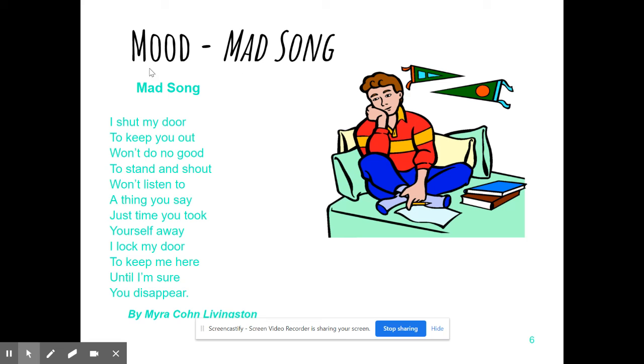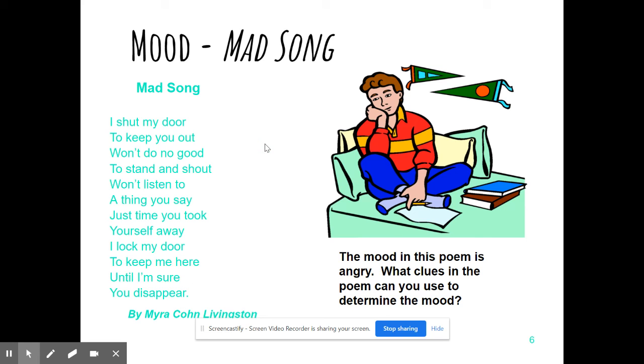This one, the title itself tells you that this is kind of an angry poem. Okay, so in the poem, shutting a door, keeping you out, standing and shouting, all those things.